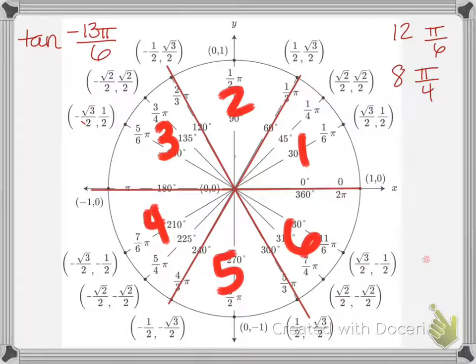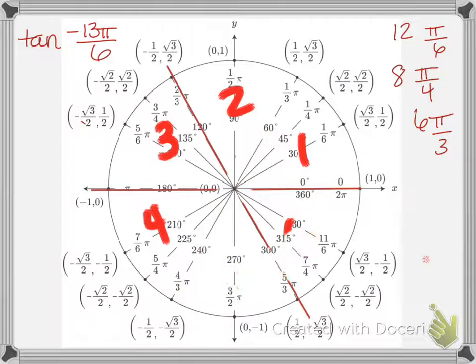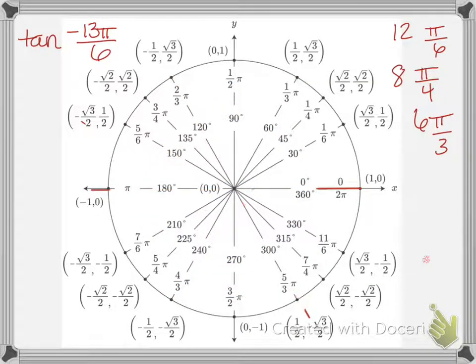Okay, so we have 6 pi over 3. Again, 12 over 6 is 2, 8 over 6 is 2, 6 over 3 is 2. So those are all different ways of being able to deal with this. So if I ask you to find a very big number, remember those increments, and it's easy to count by.